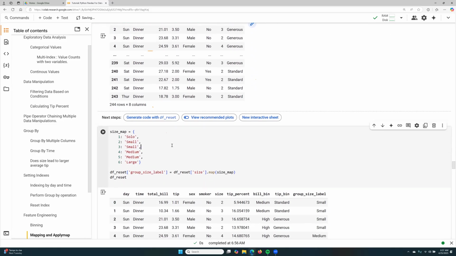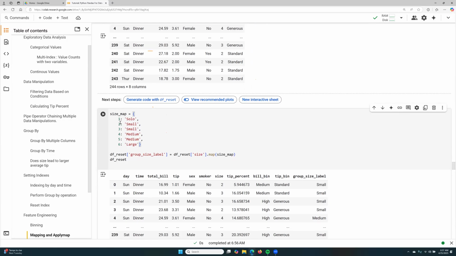Here's another map example where you can map values using a dictionary. So if we've got values from 1 to 6 here, we can map it. This is the size of the party. So if we've got 6 people in a party, we consider that large, 5 people medium, 4 medium, 2, 3 small, 1 solo. And again, you could have said 3 is medium as well.